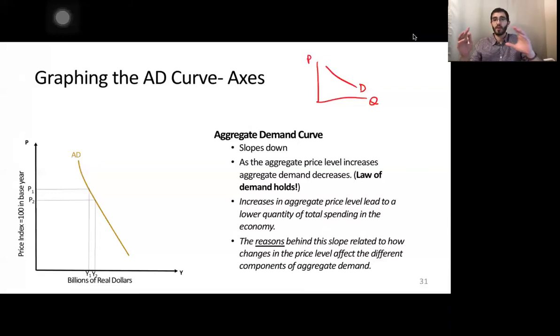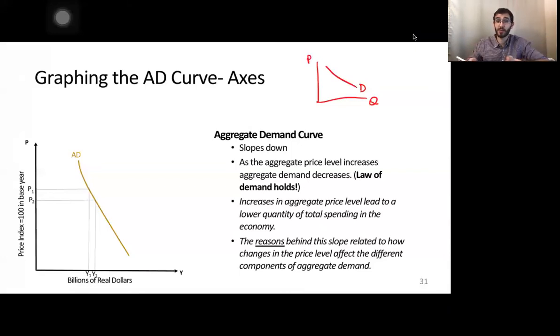We already saw that the law of supply held, which is so cool, right? The same idea: as the price level of final goods goes up, overall production of real GDP tends to go up. Suppliers are more incentivized to produce more.